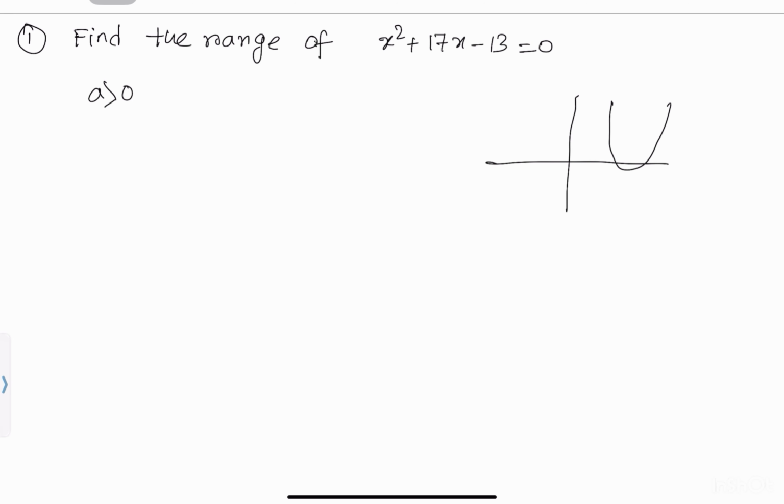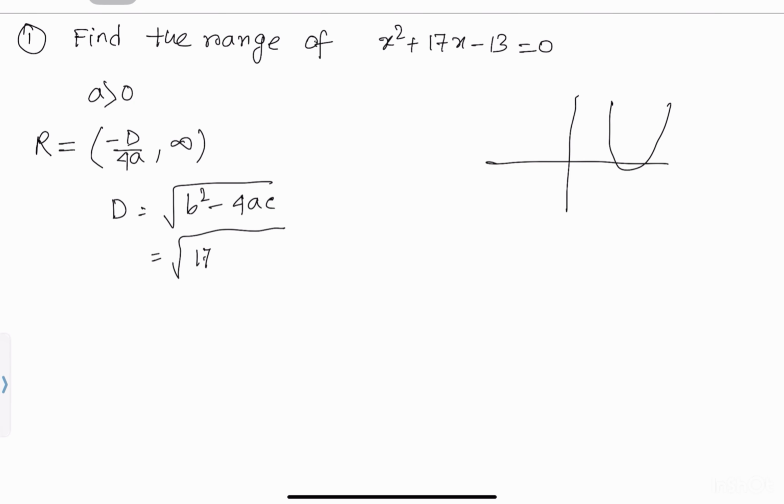Okay, and range. What is the range formula? I already told you the range formula: minus d by 4a comma infinity. This is our required range. Clear? So d means b square minus 4ac. So b square means 17 square, minus 4ac means minus 13 was there. So minus 13 into 4 is 52, so 17 square should be 289 plus 52.